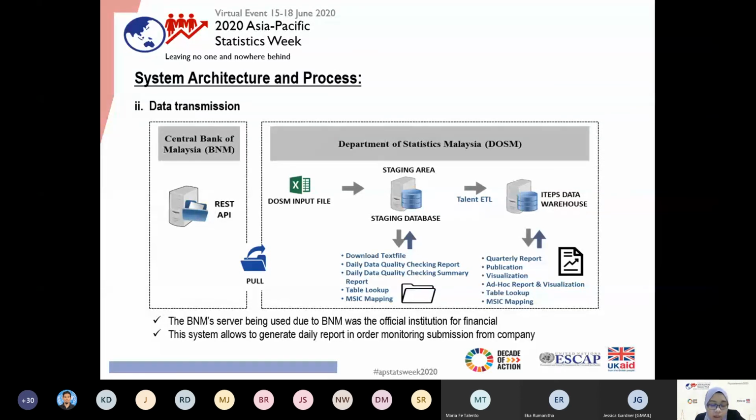Meanwhile, a report regarding the status of the data transfer will also be prepared. The system allows generating a daily report to monitor submissions from the companies. There are 47 variables in this database, including data reported by respondents and lookup tables for the purpose of mapping. There are 3 types of data transmission: daily data, quarterly data, and the lookup table.